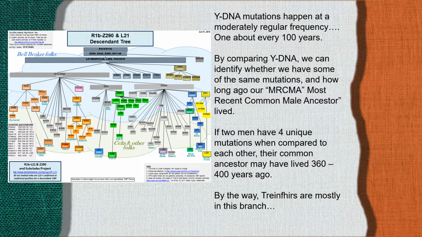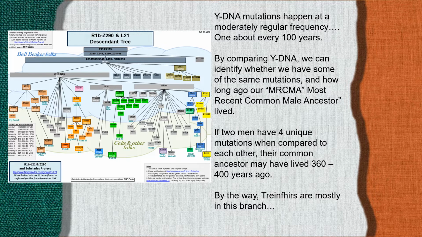Y DNA mutations happen at a moderately regular frequency, about 1 mutation every 100 years. It's not a mutation like X-Men or Superman. It's a mutation that just allows us to see the difference generation by generation. And by comparing Y DNA between people, we can identify whether we have some of the same mutations, how long ago our most recent common male ancestor lived.